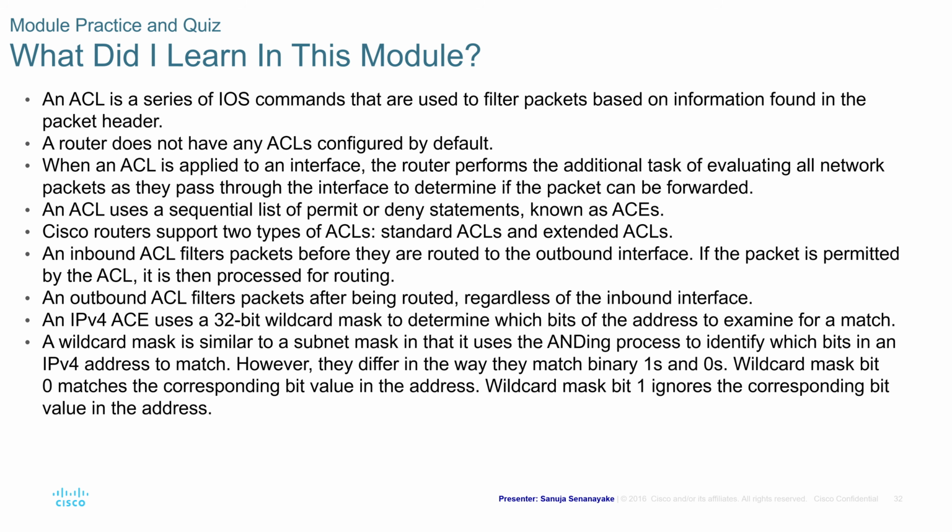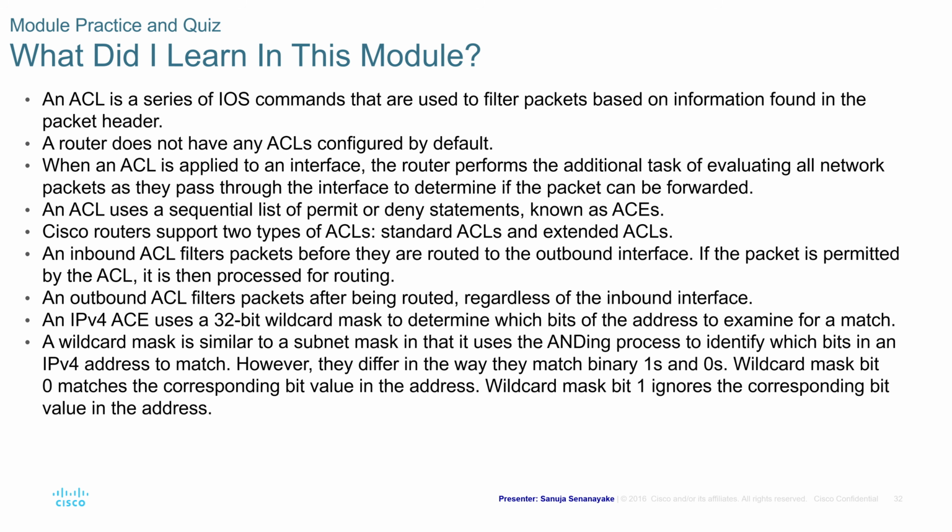We learn that an IPv4 access control entry uses a 32-bit wildcard mask to determine which bits of the address to examine for a match. A wildcard mask is similar to a subnet mask in that it uses the ANDing process to identify which bits in an IPv4 address to match. However, they differ in the way they match binary ones and zeros, because they are opposite of each other. We look at it as the opposite of each other, right?